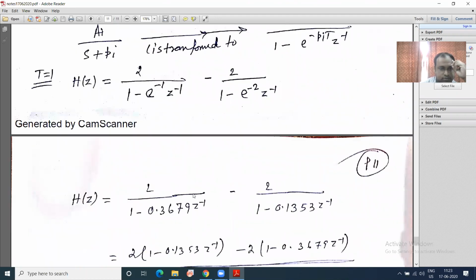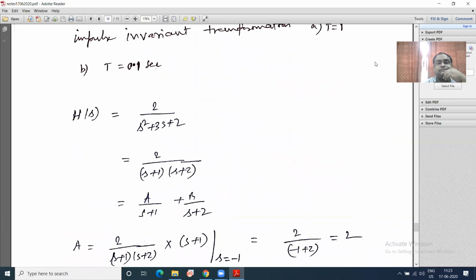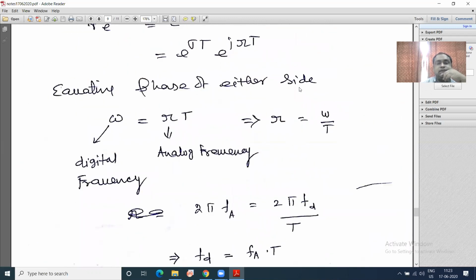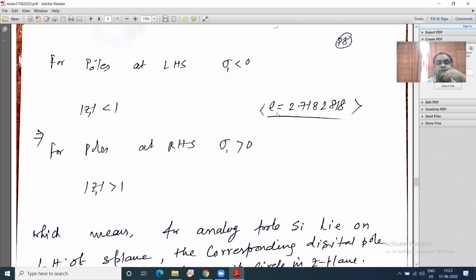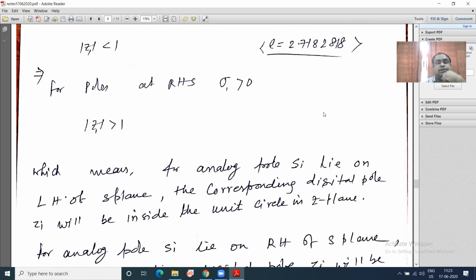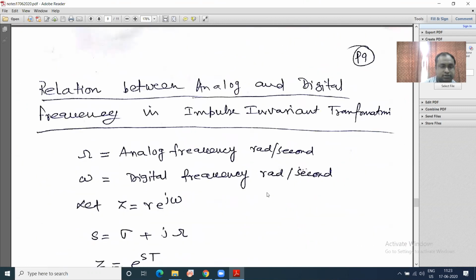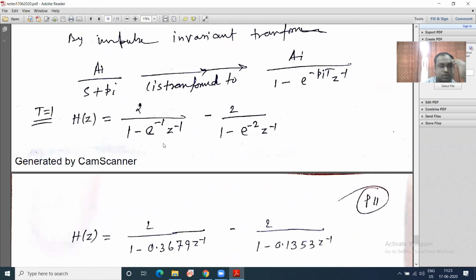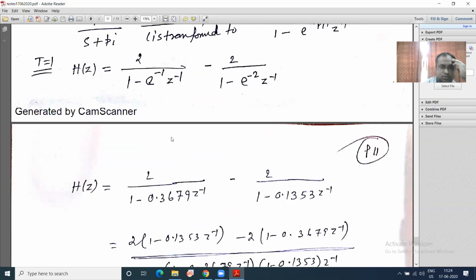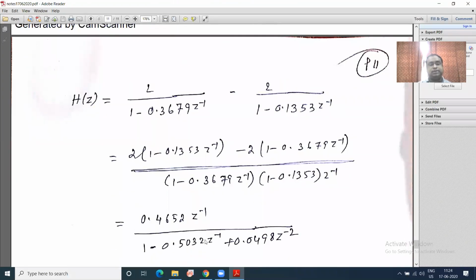Once I get H(z), what is the value of e? I have written it somewhere. This is the value of e, 2.7182818. You need not remember this. You have a calculator, you can always calculate. So if you substitute this value, this is 1 minus e to the power minus 1 z inverse minus 2. So e to the power minus 1 and e power minus 2 I have substituted, 1 minus this into z inverse. Then if you simplify this, you will ultimately get this function.